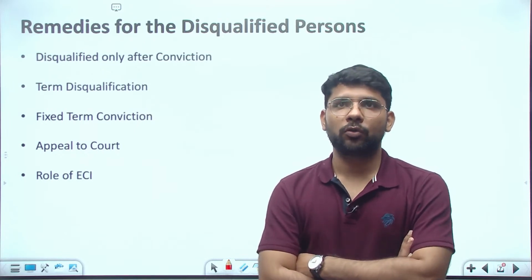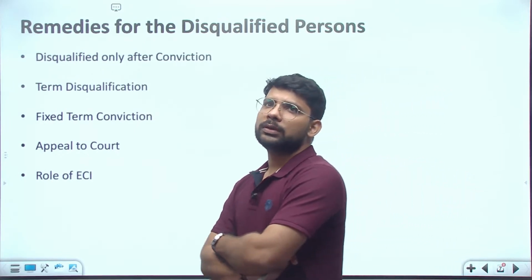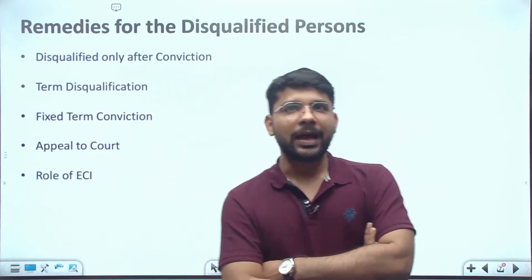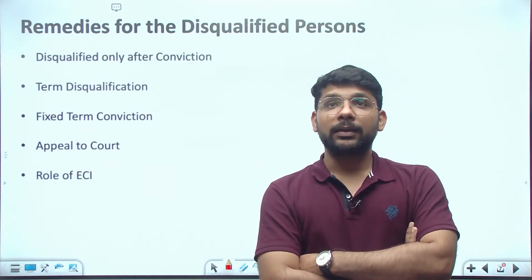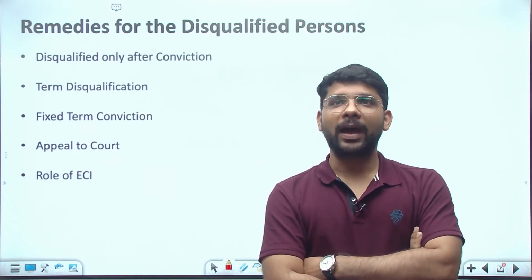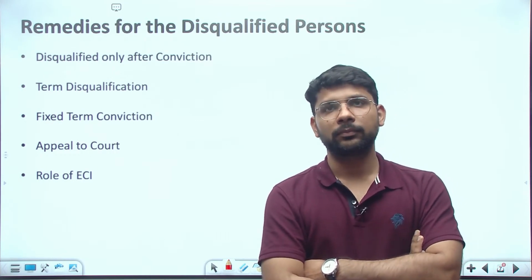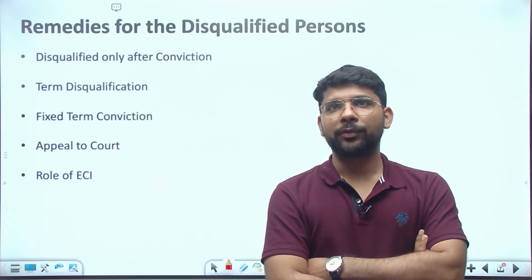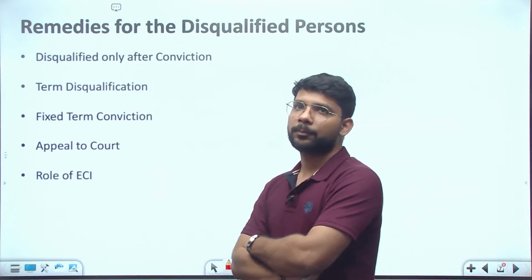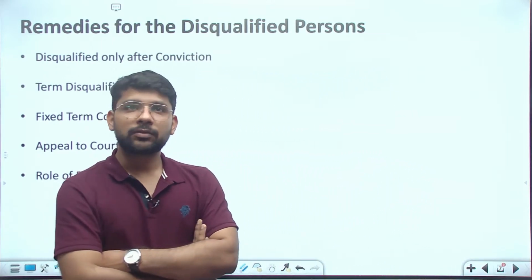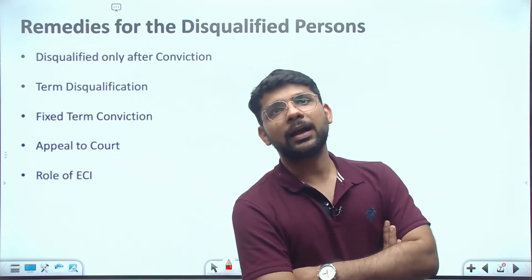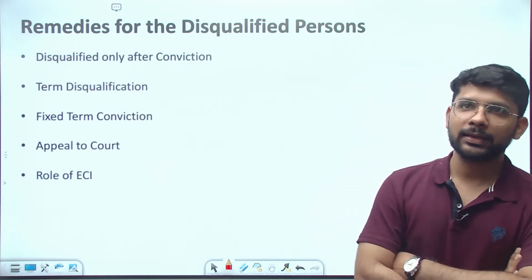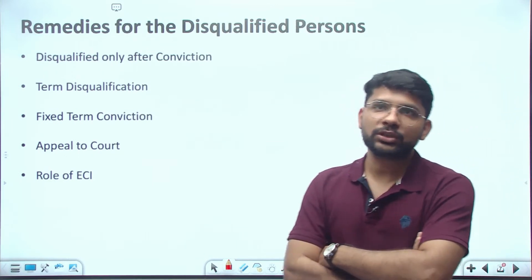Then appeal to the court. In appeal to the court, like in the case of Rahul Gandhi, Rahul Gandhi was convicted by the Gujarat High Court. Then in that case, Rahul Gandhi filed an appeal in the court again, and the case is going on. His disqualification is on hold until there is a complete judgment on the case; the member cannot be disqualified. Then the role of the Election Commission of India.